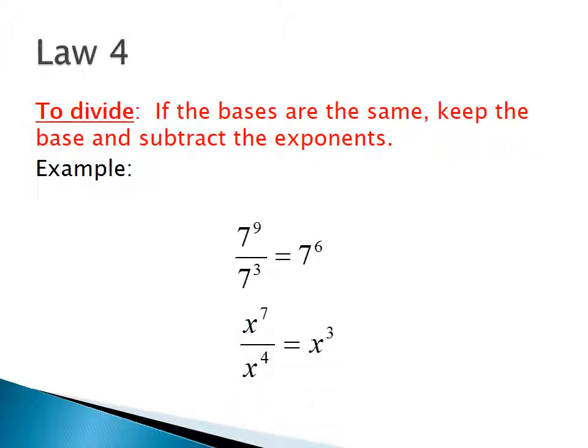Same thing if we have a variable. x to the 7th divided by x to the 4th. Since we have the same base, which is x, we can subtract the exponents. 7 minus 4 equals 3.